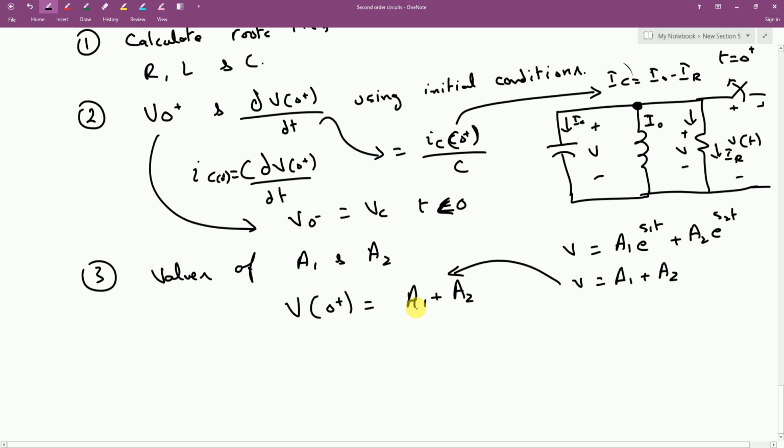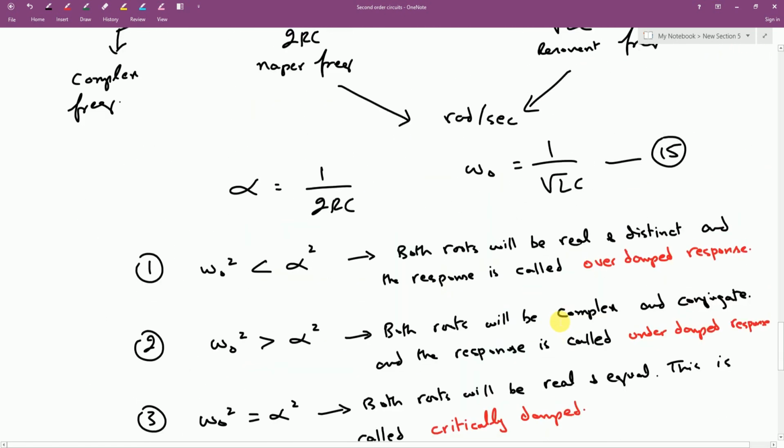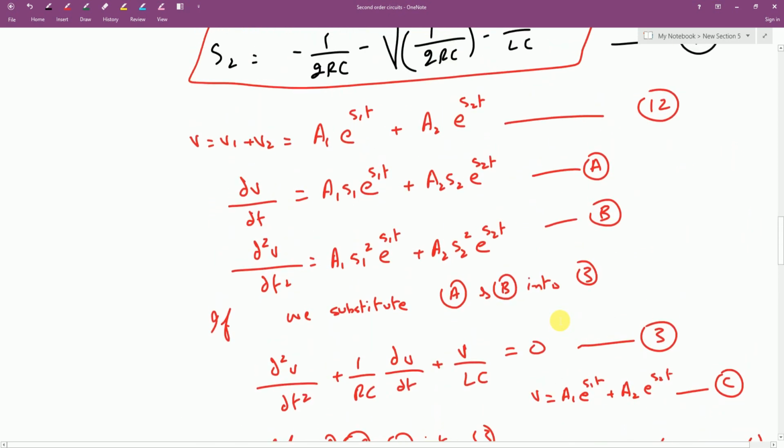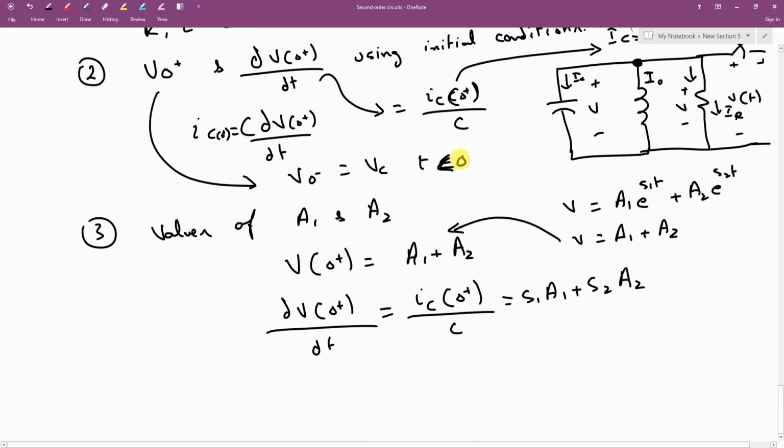Also notice here that we have dV(0+) over dt, which is equal to IC(0+) over C, and that is equal to S1 A1 plus S2 A2, because of the derivative of this particular term that we have earlier seen. Let me show you this particular equation here. So this is right after time zero, dV(0+) over dt. We will get rid of the exponential terms and be left only with A1 S1 and A2 S2. So this gives us the hope to find the solution in case of an overdamped response. So the initial conditions are calculated.